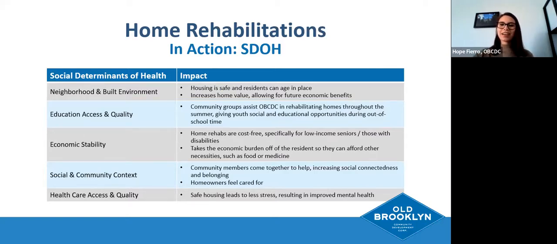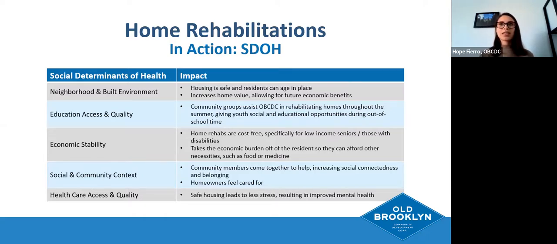So you can see that along with home rehabs creating safe housing for the residents who live in them, they're also cost-free. So that relieves some economic burden off of that resident, so they can maybe purchase other things like food or medicine. And also, another aspect I wanted to touch on with this is that home rehabs are done a lot of times by volunteer groups, specifically Old Brooklyn residents that come together to work on these homes. So that allows for more social connectivity and just a sense of neighborhood pride. When you come together and work on something, especially something like a home rehab, you can actually see the before and after and just see all the work that you put in as a group.